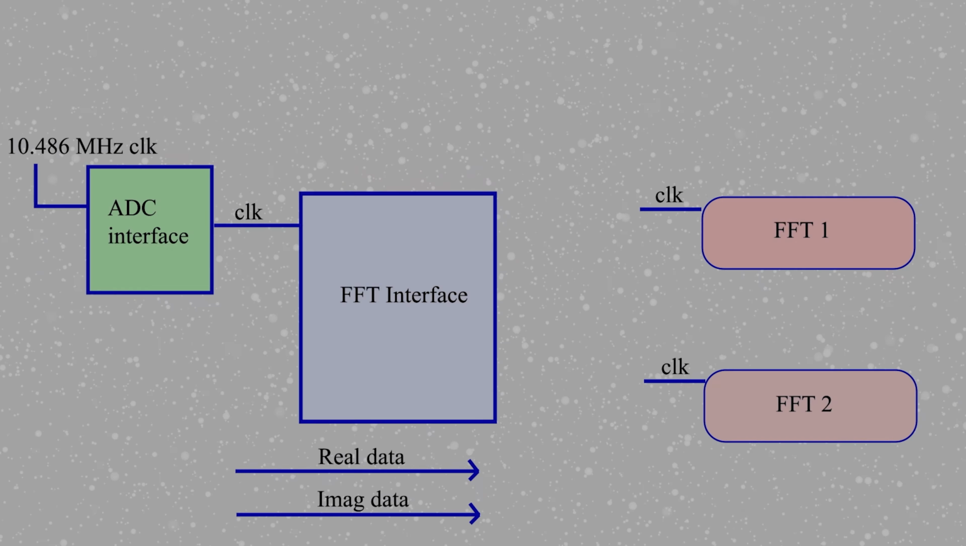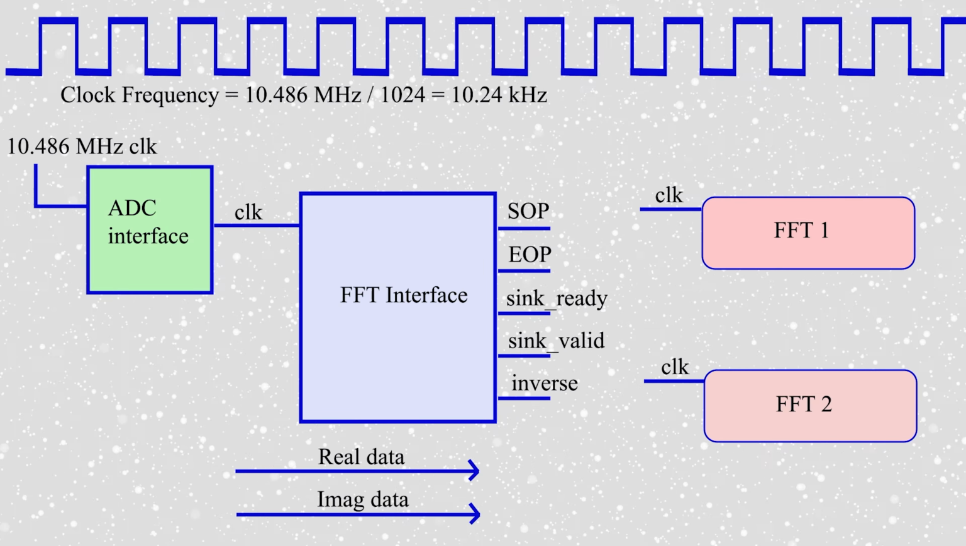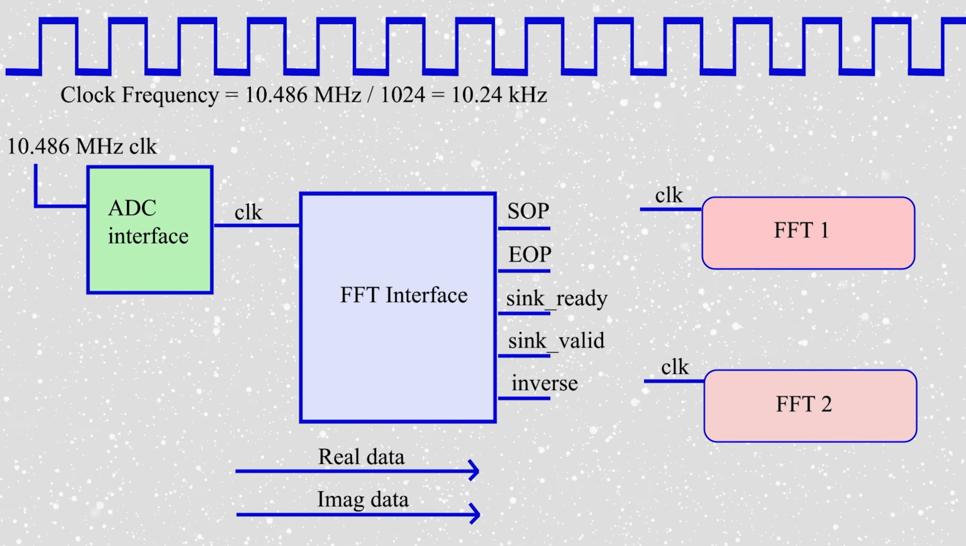Now let's talk about the next step in this project, and that's the FFT. Before I get to the FFT interface code, let me just say what our clock frequencies are. The input clock to the A to D converter, I've chosen a frequency of 10.486 megahertz. Now, I realize that might sound very specific, but it's been chosen for a particular reason.